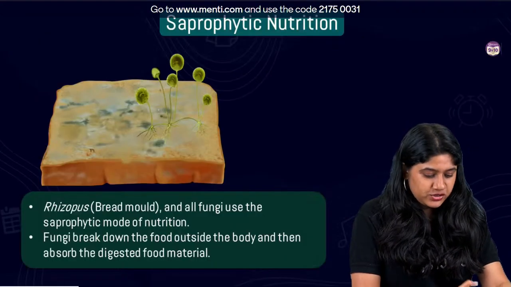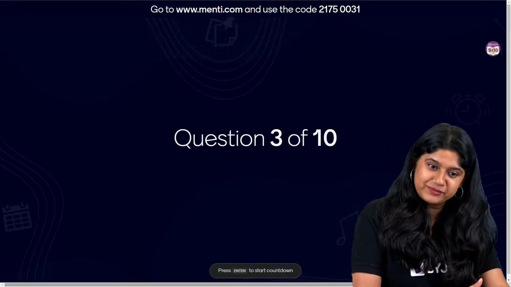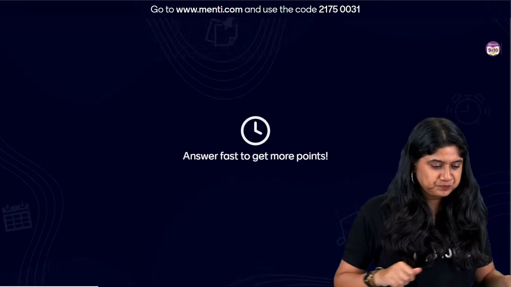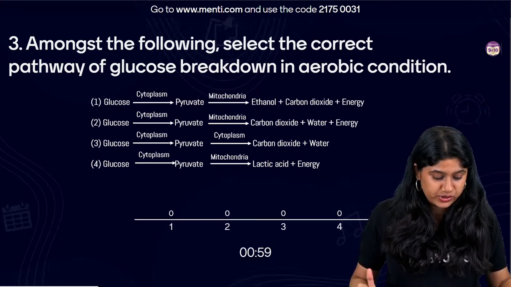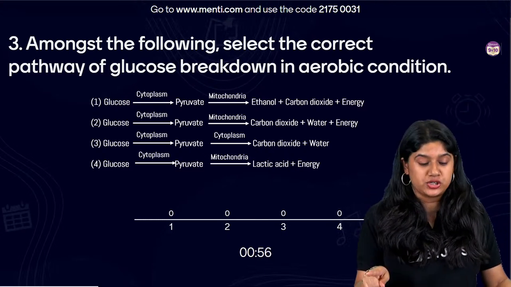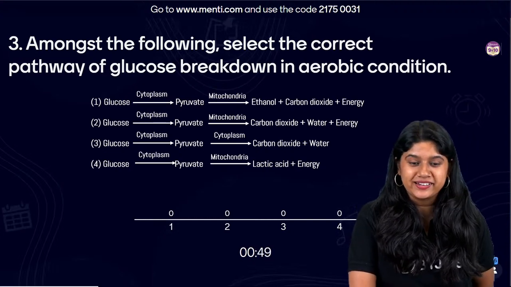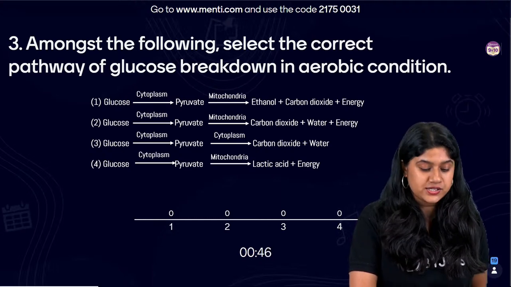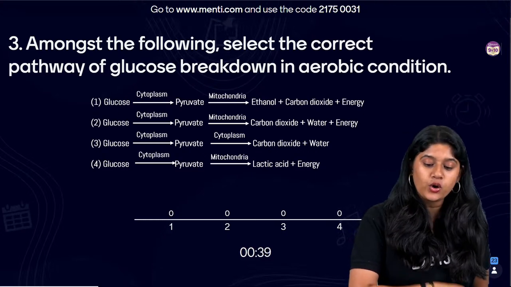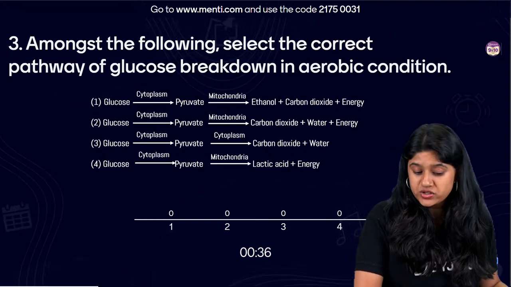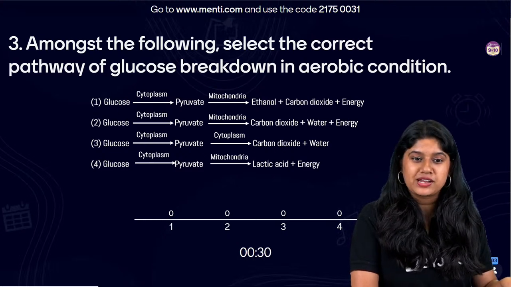Okay. So here we have the explanation slide for that. And let's go to question number 3. Question number 3, everyone. Amongst the following, select the correct pathway. Just read the equation and see the correct pathway for the aerobic condition. We know that in aerobic condition, we have oxygen. That's the biggest hint I can give you. So, which of these reactions is the correct answer? We have glucose, cytoplasm, pyruvate, mitochondria, ethanol, carbon dioxide, energy. Then we have carbon dioxide, water, energy. Then we have carbon dioxide plus water, lactic acid plus energy.